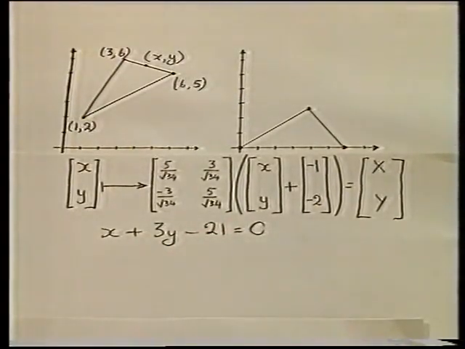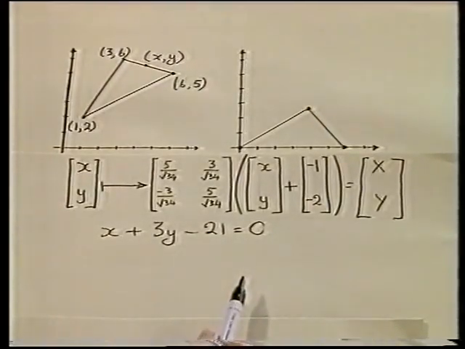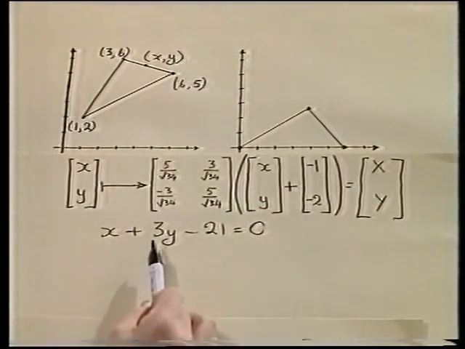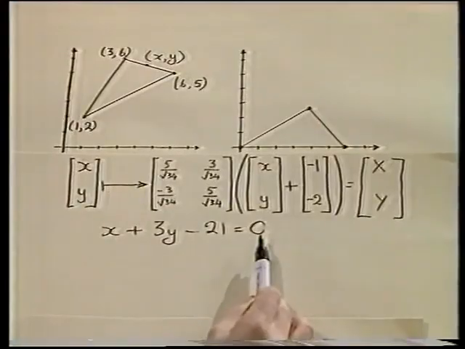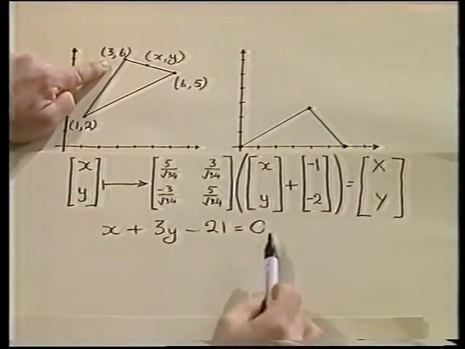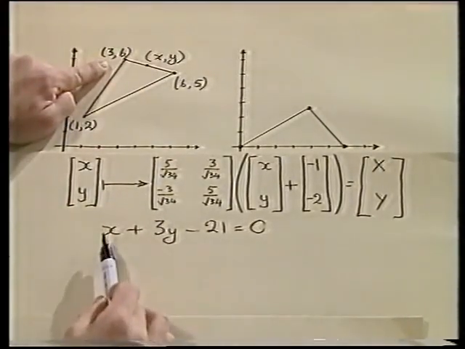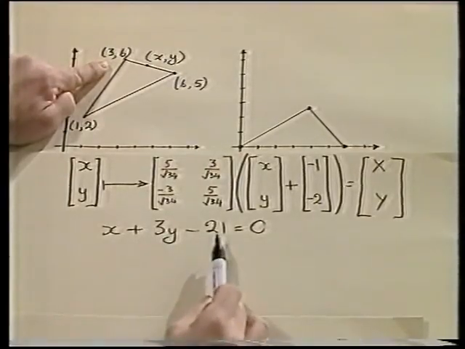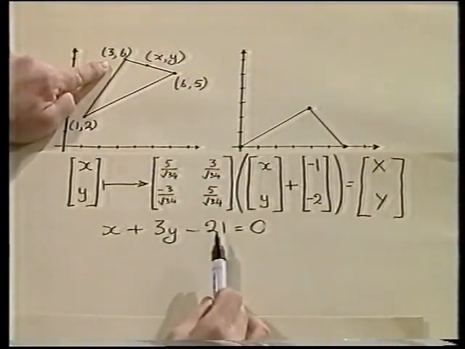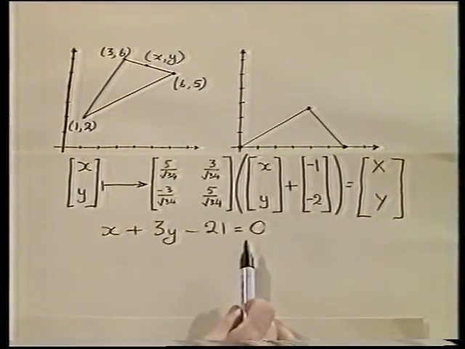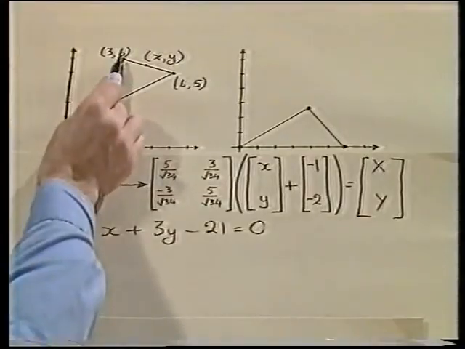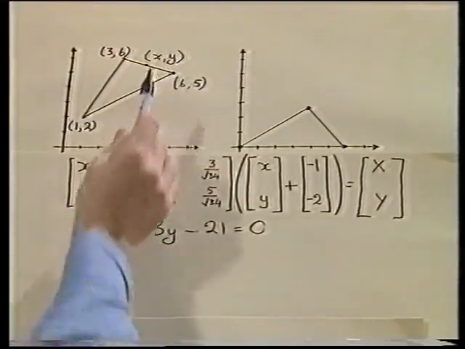Now we can check that this is the right answer because first of all it has the right form for an equation of a straight line: number of x's, number of y's, number equals 0. And also, if I plug in the coordinates at this point, I get 3 plus 18 minus 21, which is 0, and similarly for this point. So it really is the equation of a straight line passing through these 2 points.